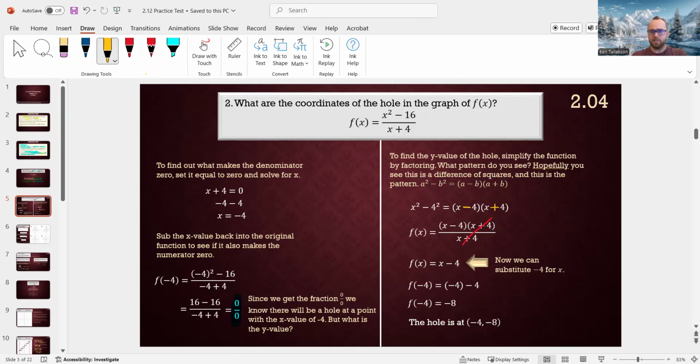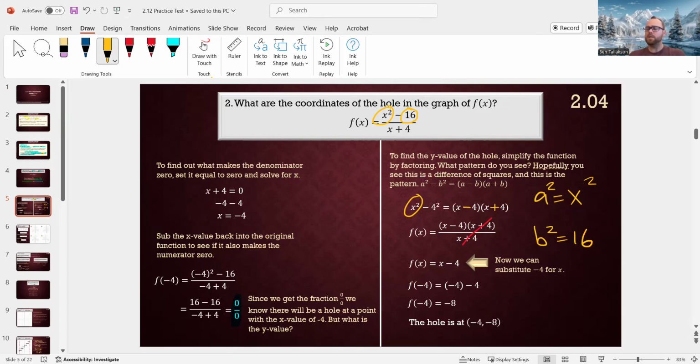Well, let's think about it. In this case, A squared, what's in place of A squared? X squared, right? That's the first term. And what's in place of B squared? 16. I didn't mean to circle the negative. We're leaving the negative out of this. There we go. So B squared is 16.